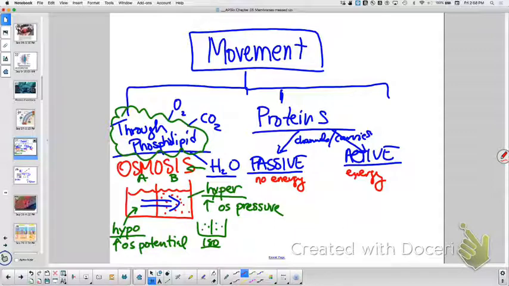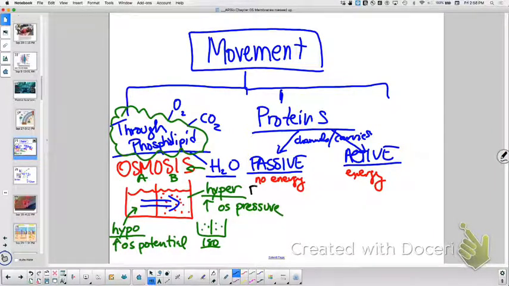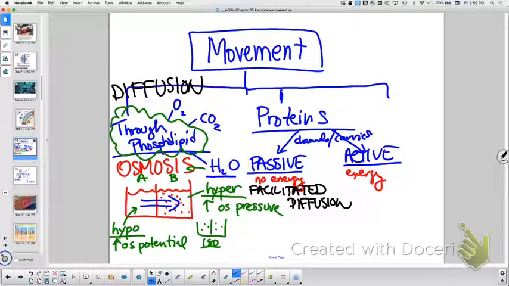Okay, so when we talk about proteins, they're channels or carriers, sure, but they would be under the heading of passive or active. If you use a protein passively, what is that called? Facilitated diffusion. This all right here is straight up diffusion, right? Because you're going through the phospholipid bilayer.